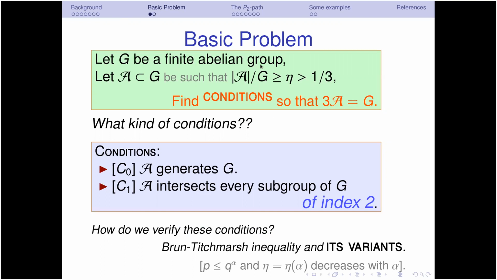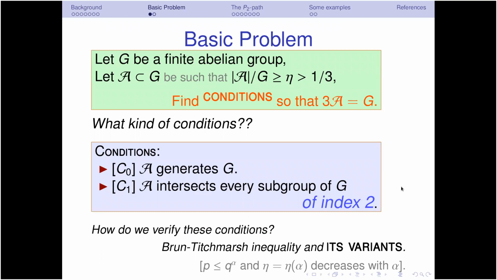With the primes, you can say that every element of your group is a product of primes. Yes. So you can have as a condition that A generates G. Okay. So it's the complete set. But it can still be contained in a single coset of something. But it generates everything. And you can assume that A intersects every subgroup of index 2.